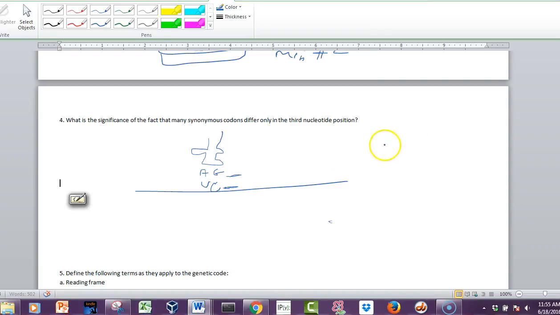So with that, also another significance of that is if you have UCA, UCU, UCG, or UCC, all of those give you serine. So if your normal sequence is UCA and then you mutate it to UCU, you'll still get serine. So oftentimes a mutation in the third base position of a codon will result in the same amino acid, and that's called a silent mutation.